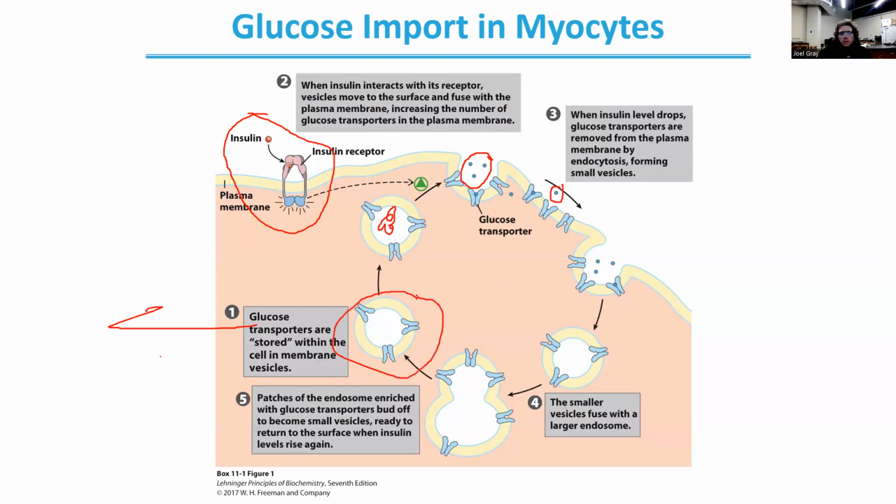So this right here is an illustration of what you see whenever you don't have a lot of glucose or a lot of insulin present. These vesicles are floating around. These glucose transporters are there, but they're not able to bring glucose in. So it's this insulin receptor that binds insulin that causes these vesicles to go to the plasma membrane. Now, the smaller vesicles are going to fuse with larger vesicles and make what's known as an endosome. Patches of these endosome-enriched glucose transporters bud off to become small vesicles, ready to return to the surface when insulin levels go up again.